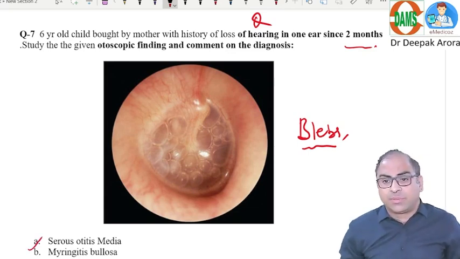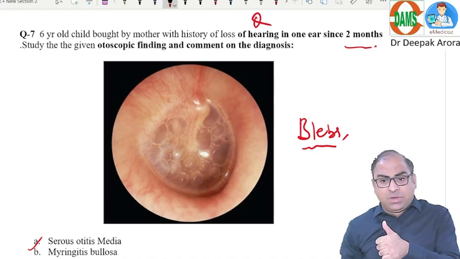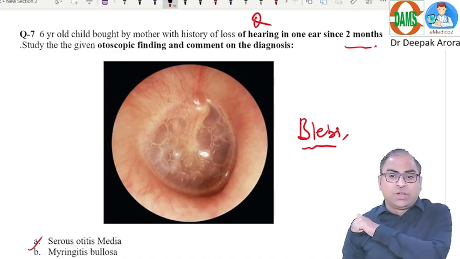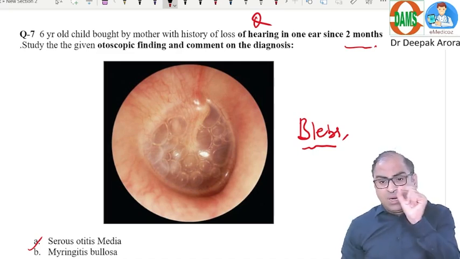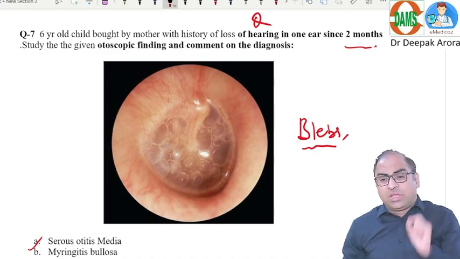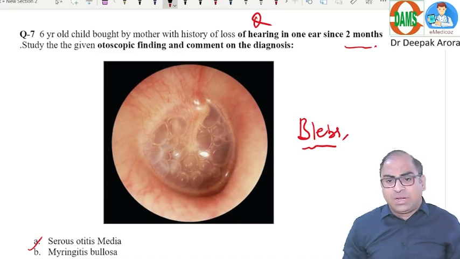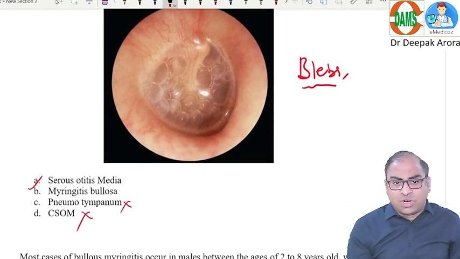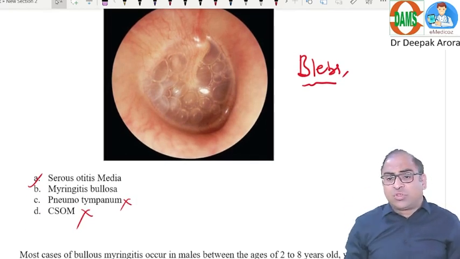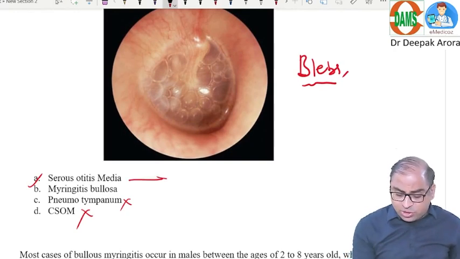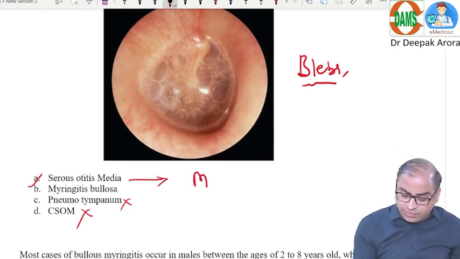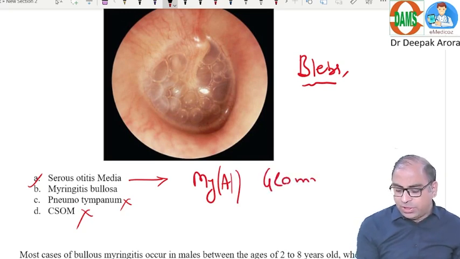I hope you're getting my message. Painful blebs is equal to myringitis bullosa. Hearing loss with multiple ear swellings with air fluid level, all will be going in favor of serous otitis media. Clear? Answer will be serous otitis media. If the examiner shows you this slide and asks the management part, the management will be myringotomy. Myringotomy where? Anterior inferior. Grommet where? Anterior inferior.